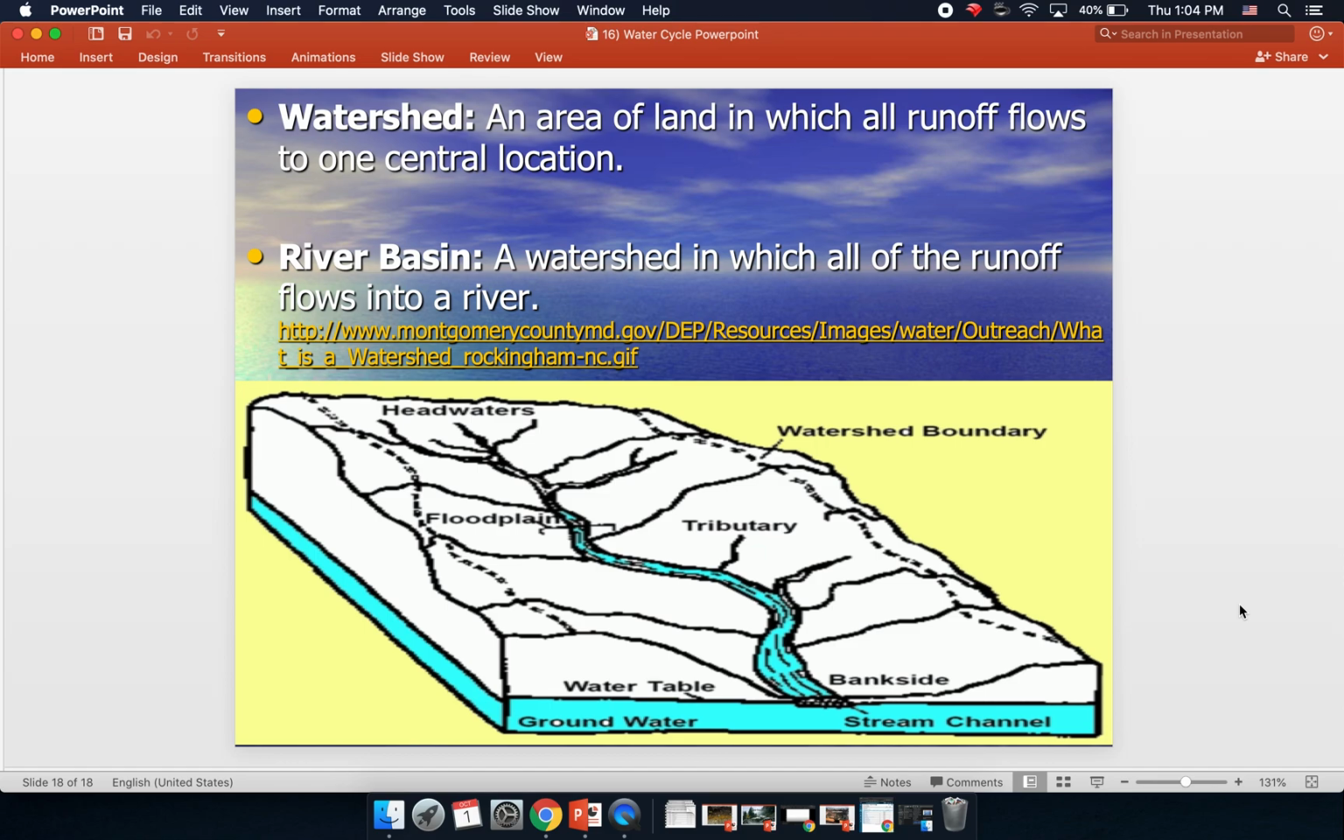A river basin is a watershed for which all of the runoff flows into a river. Okay, so a river basin is just a very specific type of watershed. It's a watershed for which a river is that central lowest lying location.